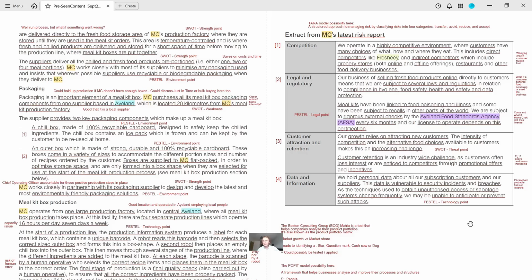The worrying area is if customers' trust is actually lost. It's a highly competitive environment. Customers have many choices, which includes direct and indirect competitors, both online and offline.